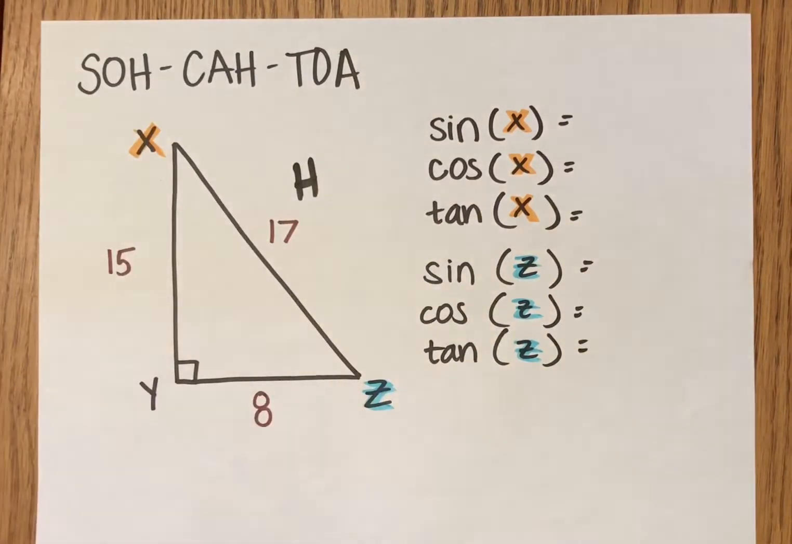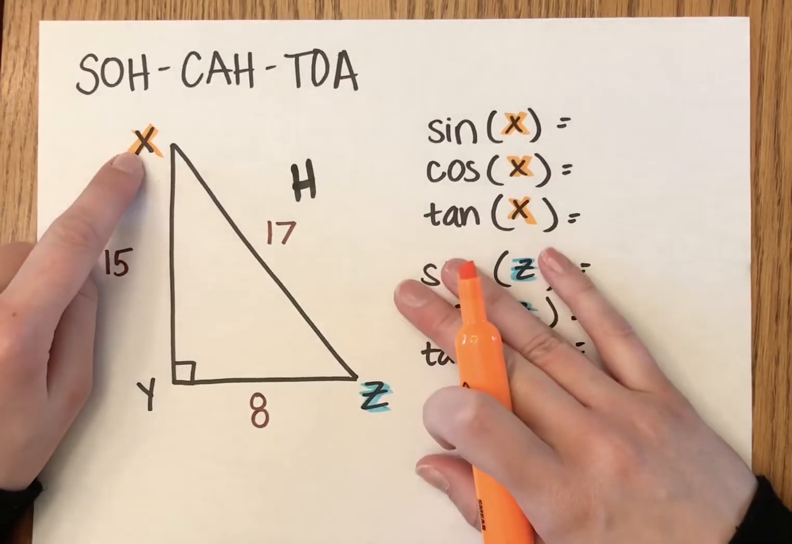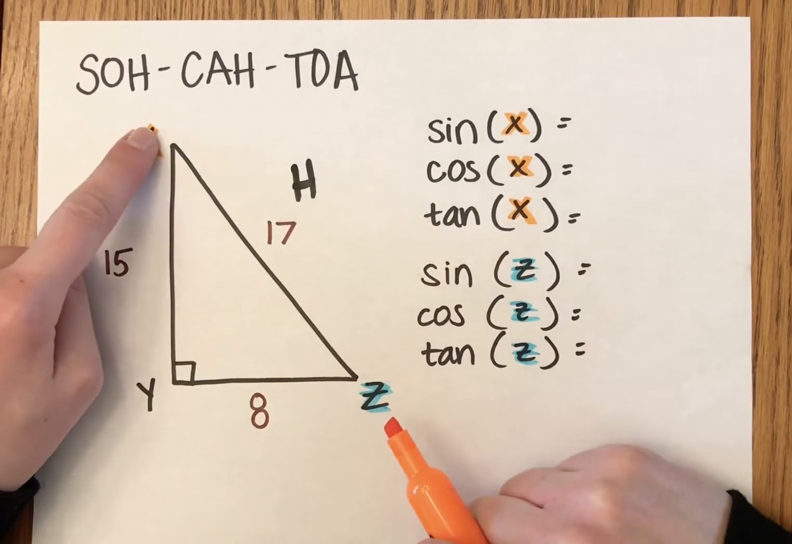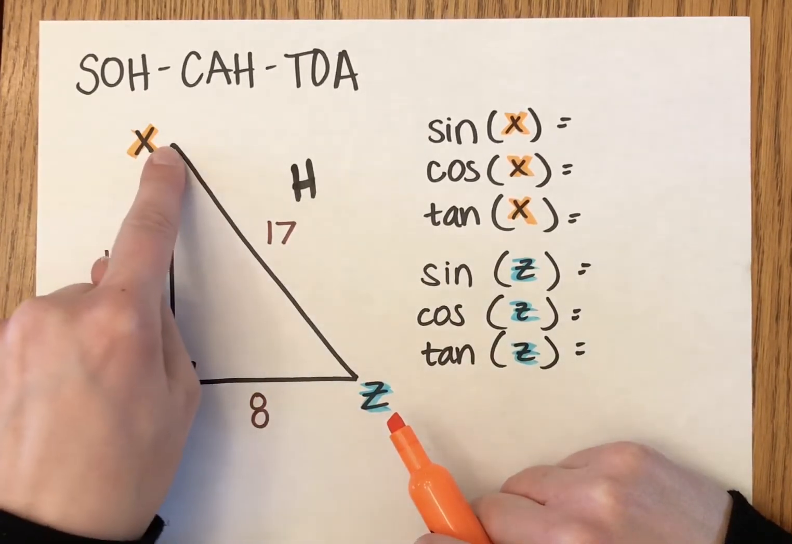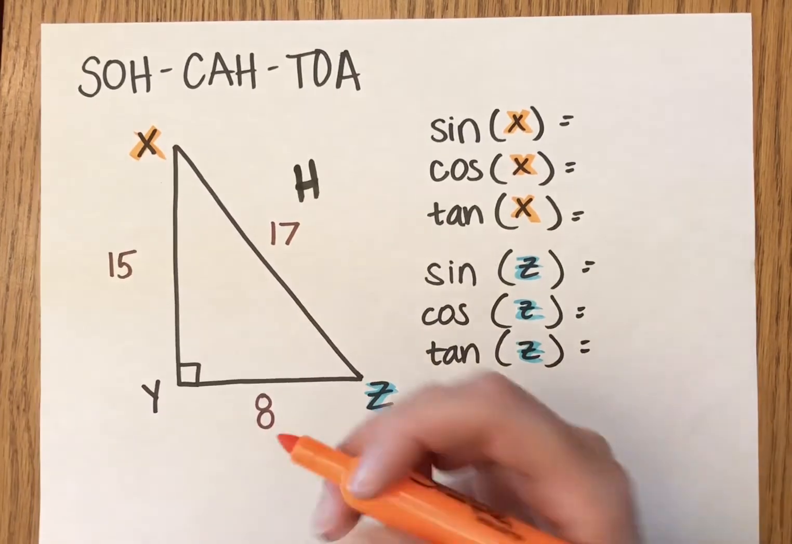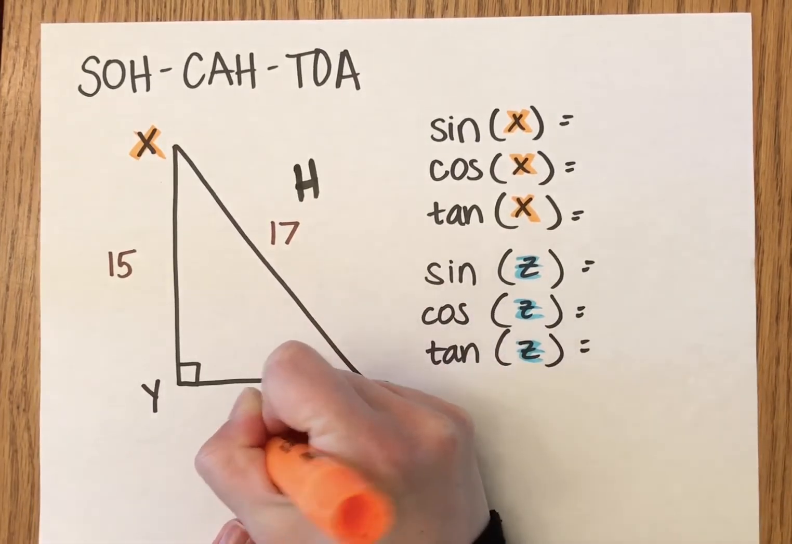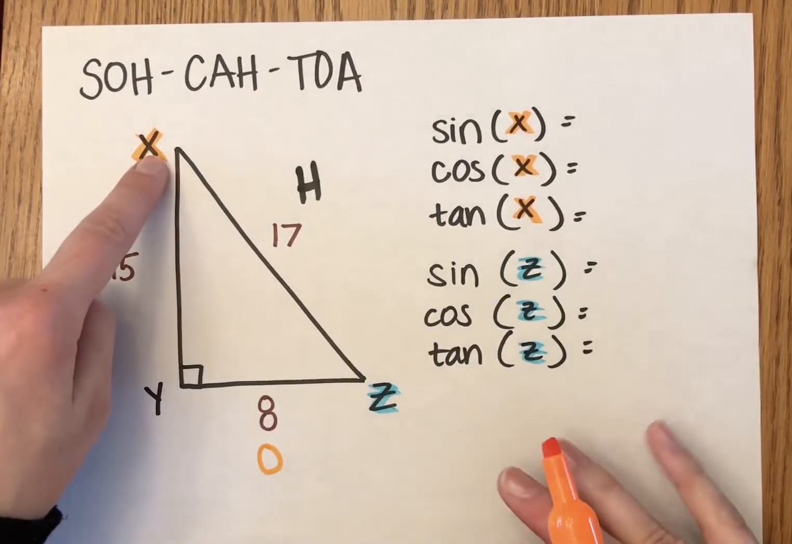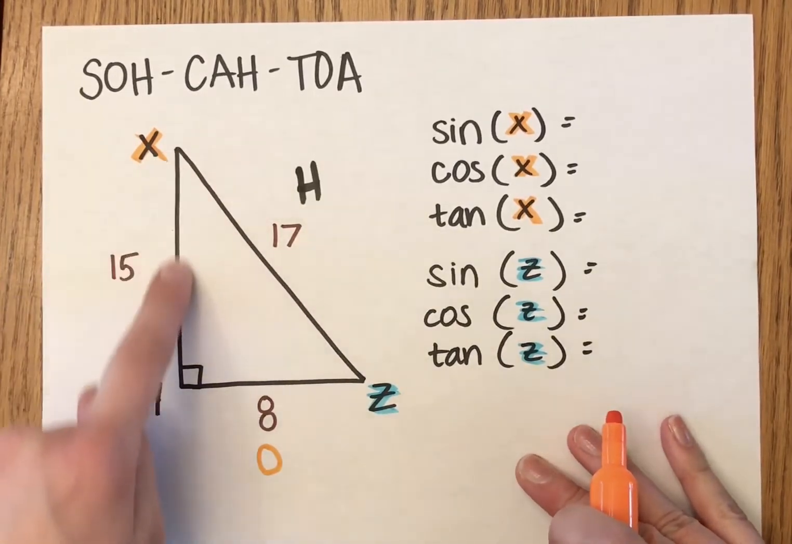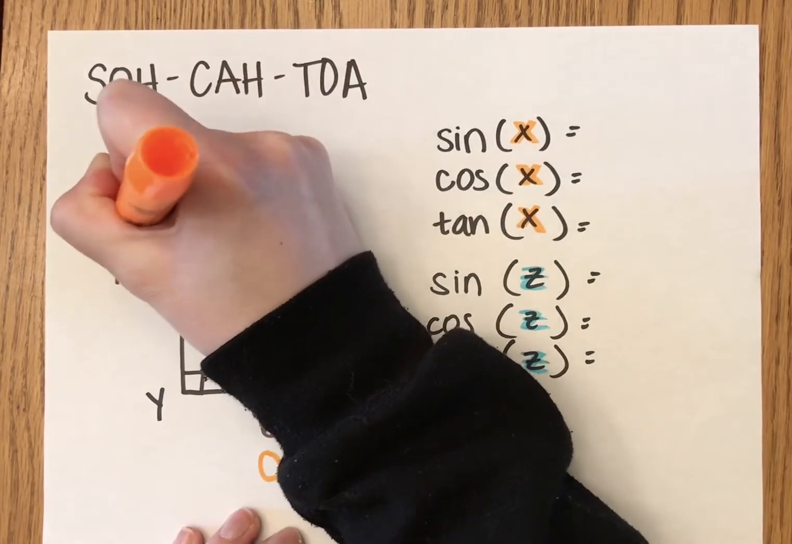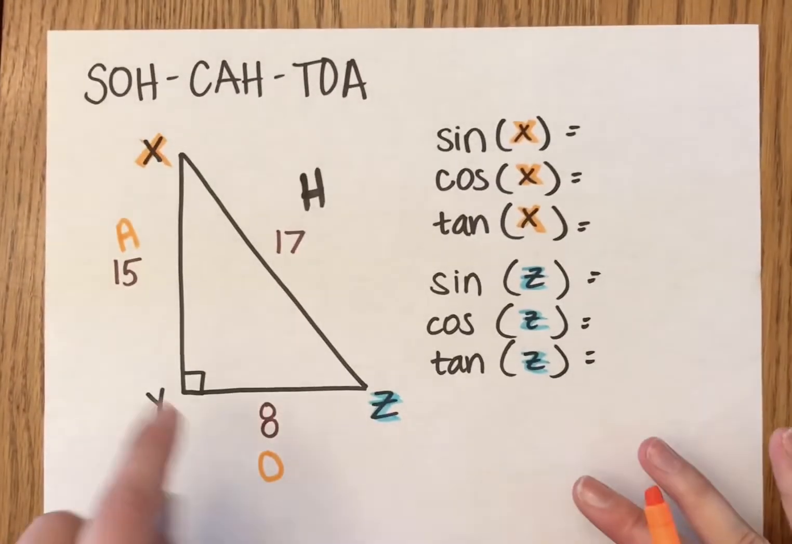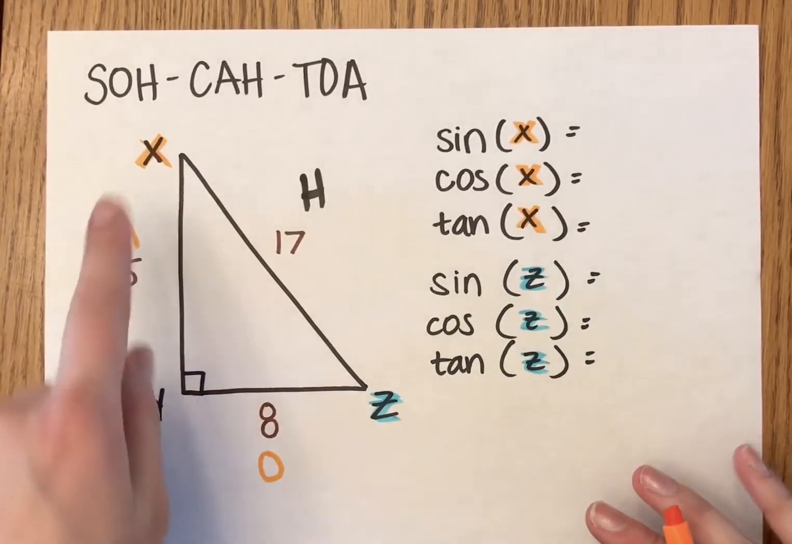Now, the side that's opposite angle X means that it's on the opposite side of the triangle. Okay, so if this is angle X, for this example, 8 would be my opposite side. The adjacent side is always right next to the angle they're asking me about. So in this example, 15 is the adjacent side. It's right next to angle X.